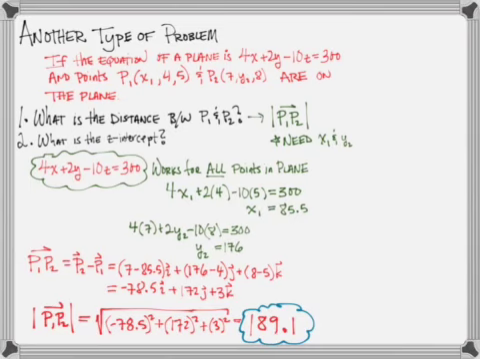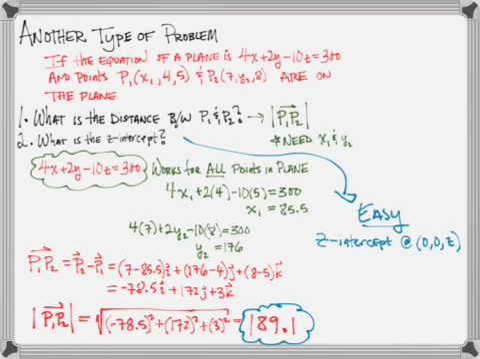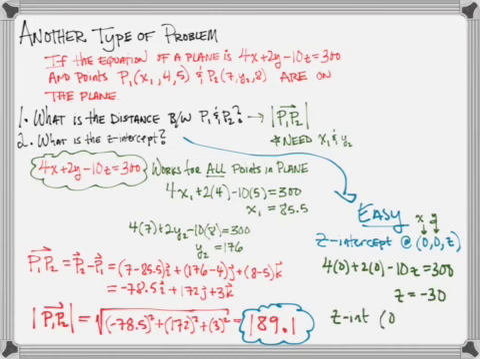All right, well, the next one is the z-intercept, which is easy. The z-intercept is where I cross the z-axis, which means that x and y are both 0. So I plug those in, and I solve for z, and I get negative 30. So my z-intercept is the point (0, 0, -30).